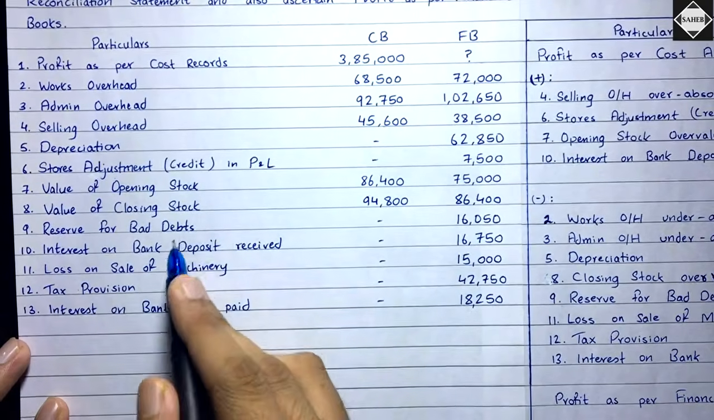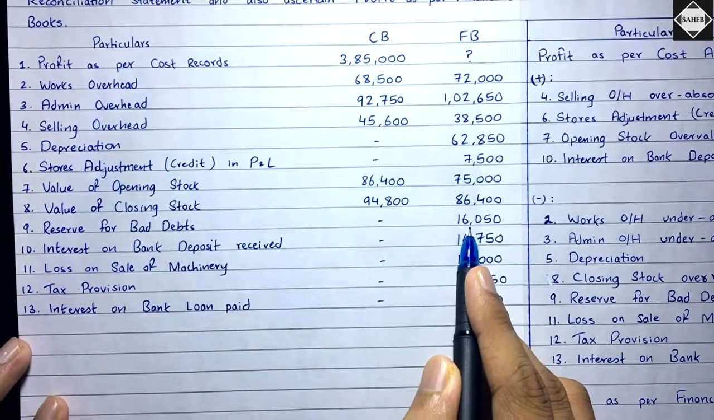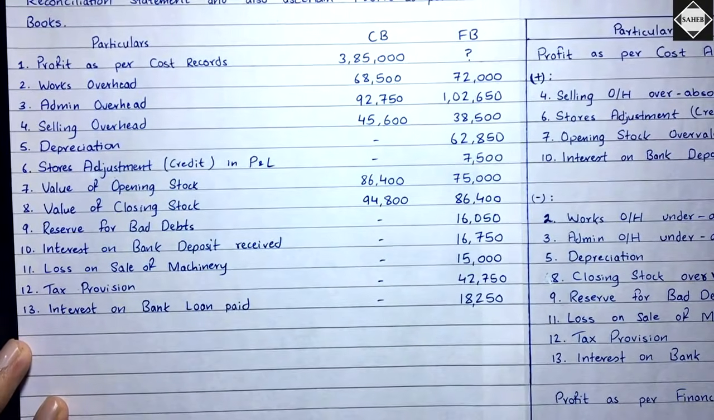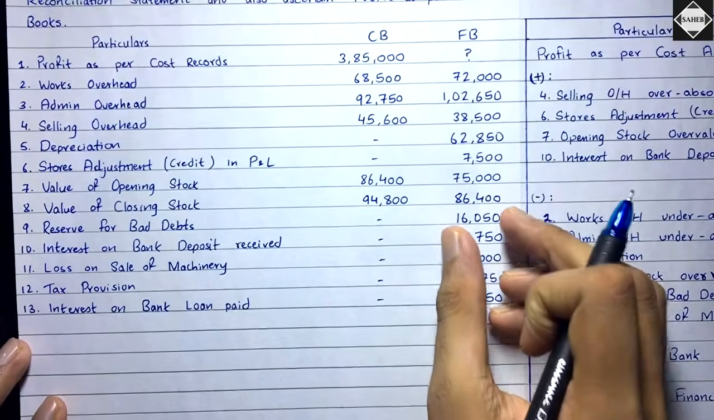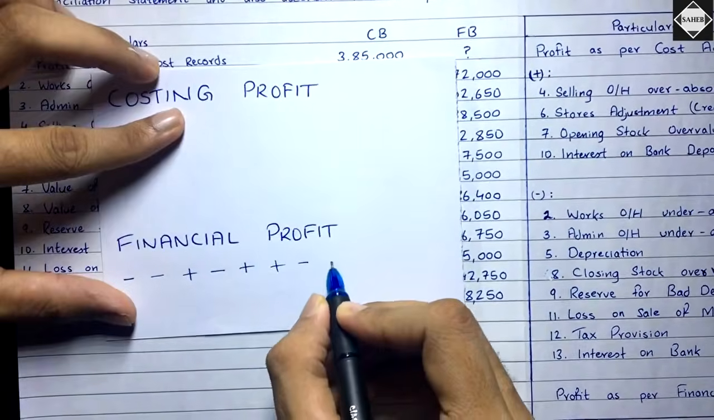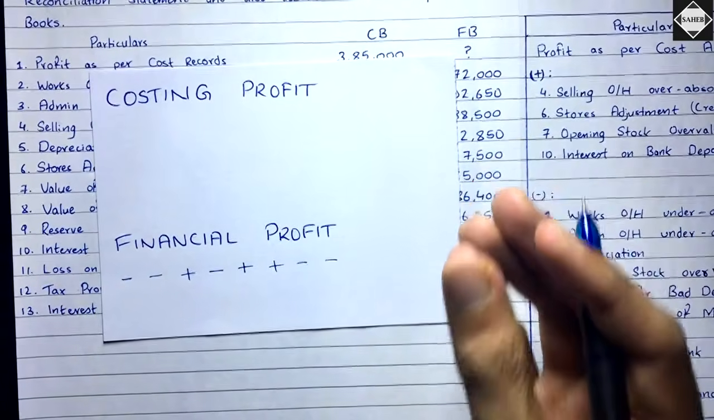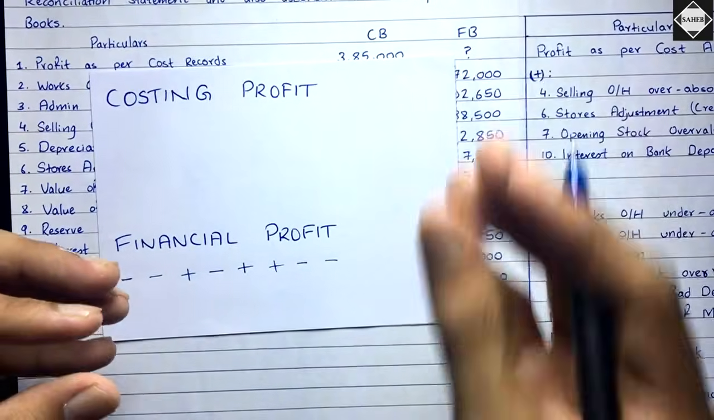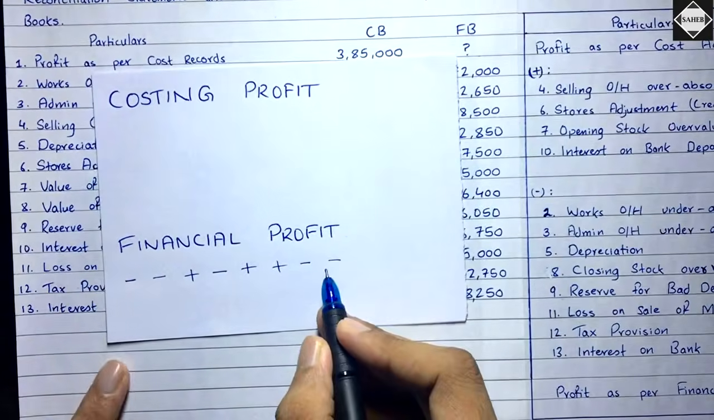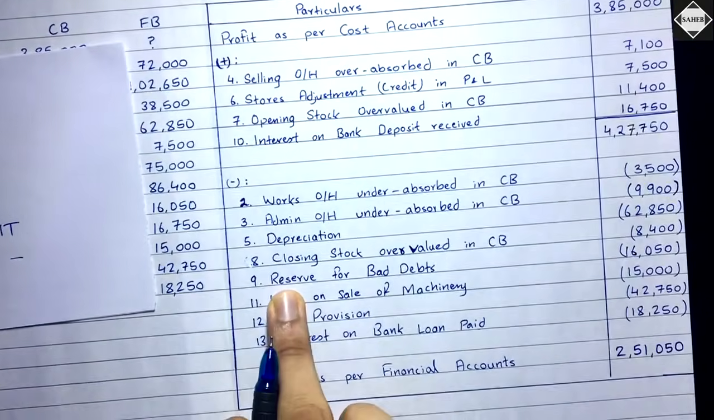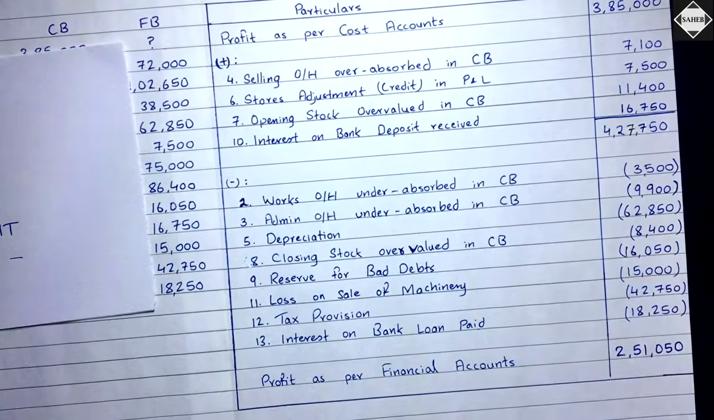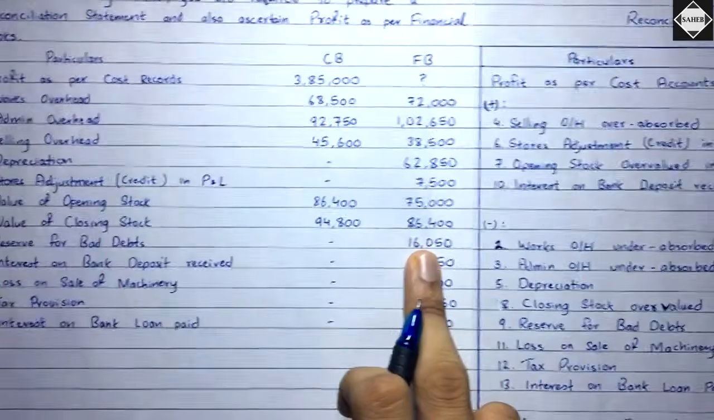Just think like that. So it has been only recorded in financial books. Now what you have to do, see here, expense only recorded in financial books. So the impact on financial profit is negative. Expense has been recorded, profit will be less. Expense has been recorded in financial books only, the financial profit will be less. Yeah, negative effect. So you have to less that transaction. Reserve for bad debts, 16,050 rupees. Is that okay? The entire thing, because it has been recorded in the financial books.